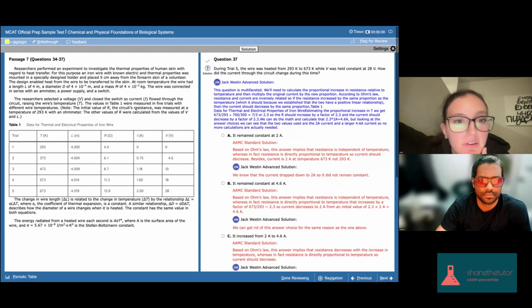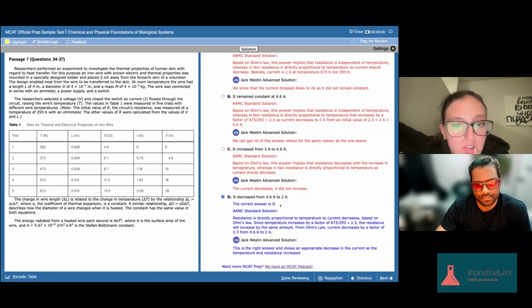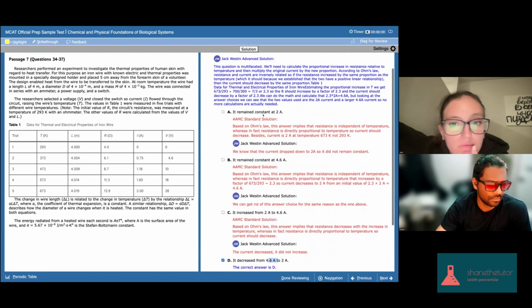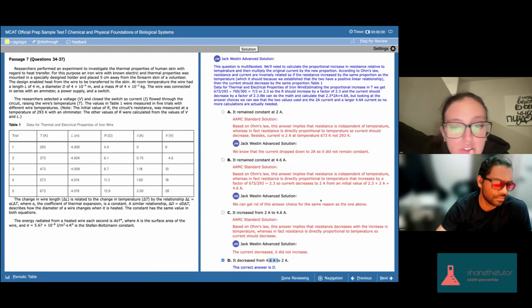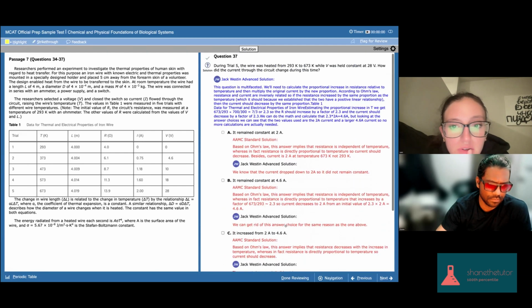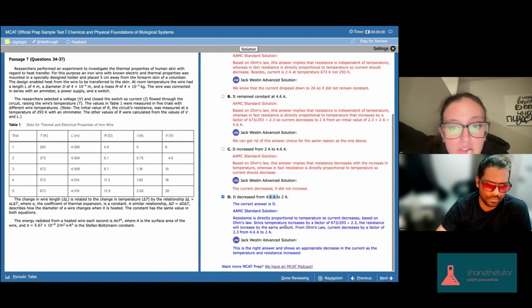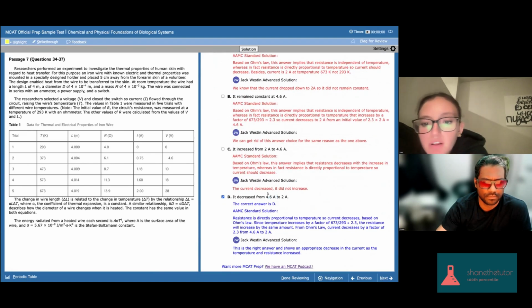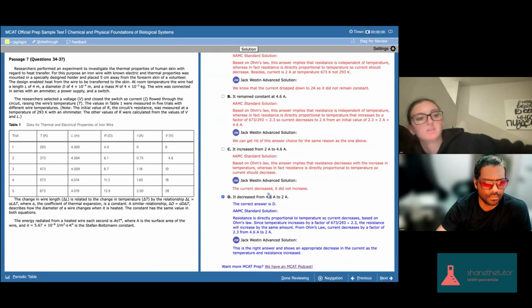There's something I'm missing right now that I was looking at when I was solving it. Because where is the 4.6? Based on what I'm calculating now, you're just looking at the current jump from here to here, and it should have been increased to 2A. I don't understand where I'm getting the 4.6 amps from.